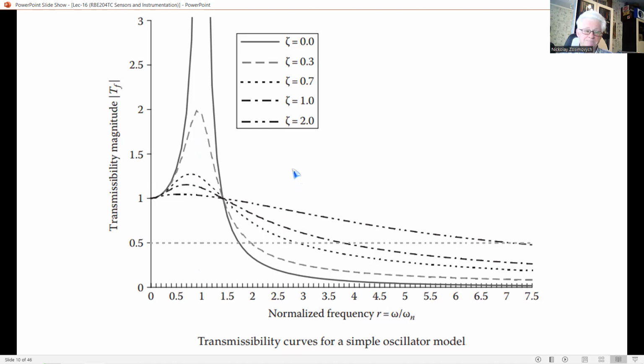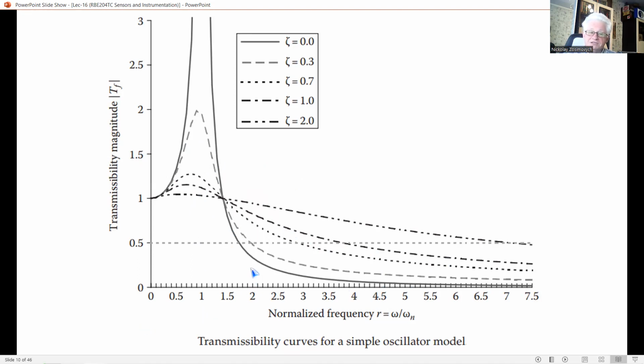As theta increases, this peak shifts to the left, to a lower peak frequency. And 3, the peak magnitude decreases when theta increases. All the transmissibility curves pass through the magnitude value 1 at the same frequency, when r equals square root of 2.